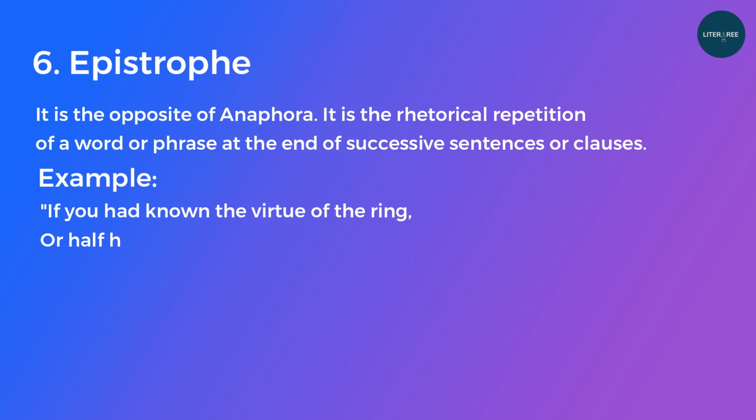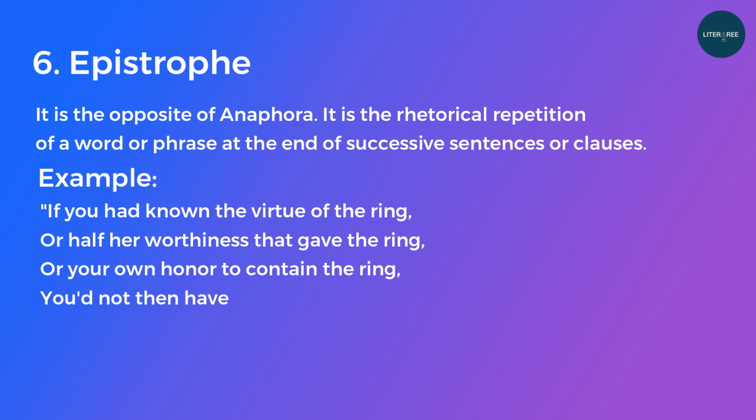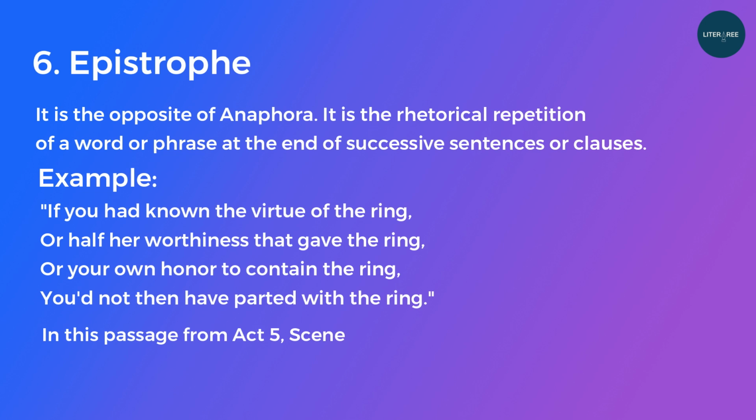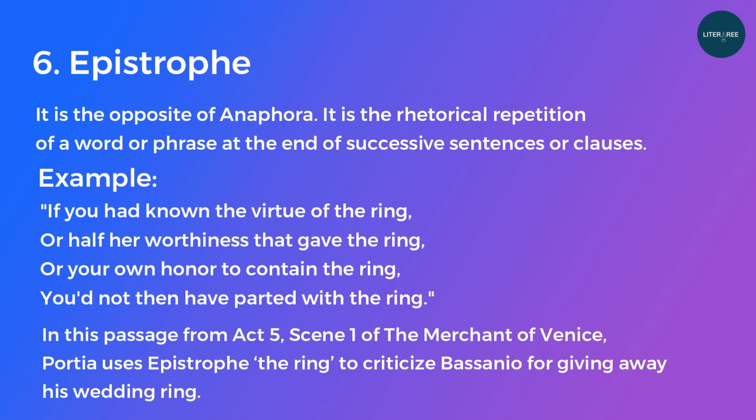If you had known the virtue of the ring, or half her worthiness that gave the ring, or your own honor to contain the ring, you would not then have parted with the ring. In these lines from Act 5 Scene 1 of the play Merchant of Venice, Portia uses epistrophe, the ring, to criticize Bassanio for giving away his wedding ring.